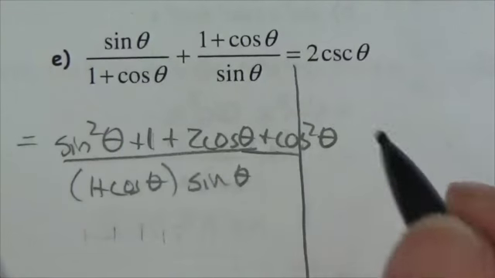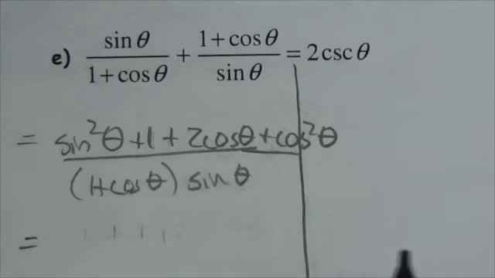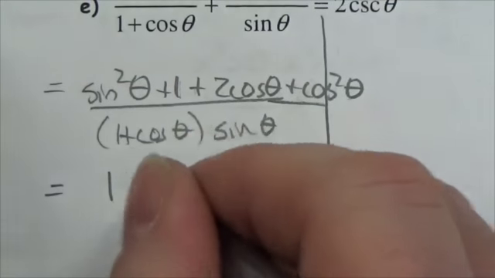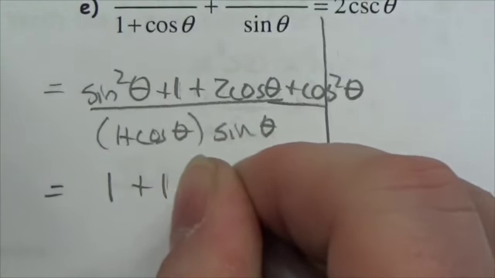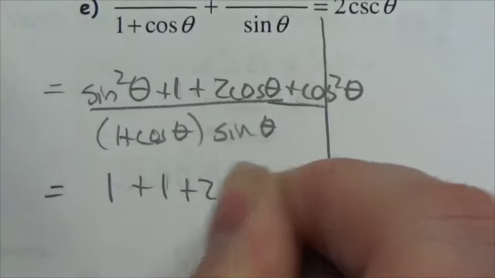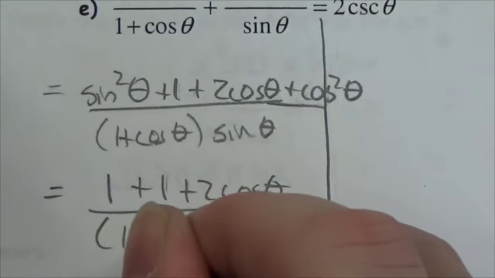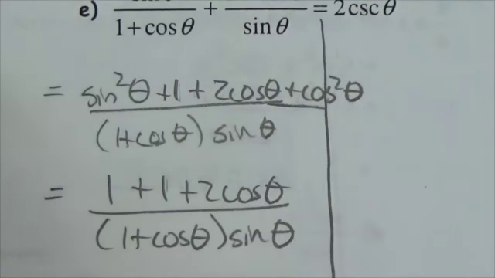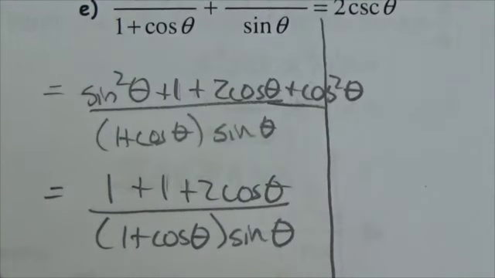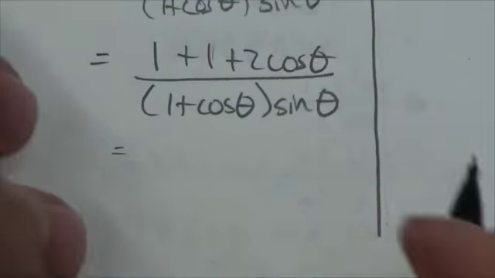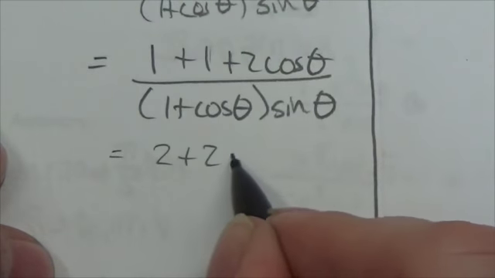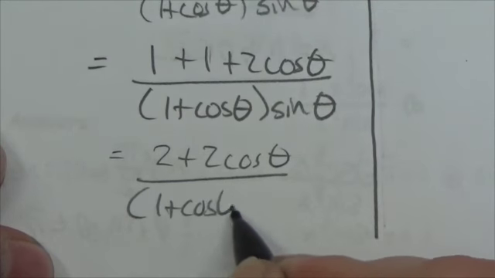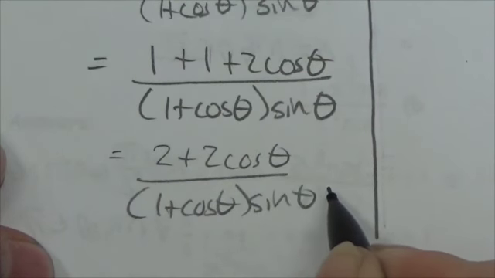Okay, I ran over a little bit, but that's okay. Now I do see a Pythagorean identity. I see sine squared and cos squared. That's my 1. Plus 2 cosine of theta, that's what's left over in the numerator, over 1 plus cos theta times the sine of theta. Now if I add those two 1's together in the numerator, I'm getting 2 plus 2 cos theta over 1 plus cos theta times the sine of theta.